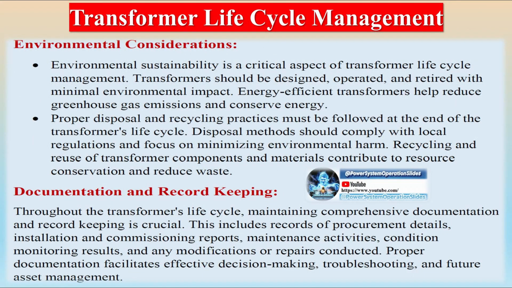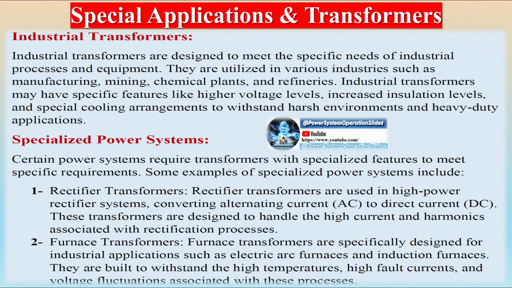The power rating of a distribution transformer determines its capacity to handle electrical load. The power rating is typically expressed in volt-amperes (VA) or kilovolt-amperes (kVA). It represents the maximum power that the transformer can deliver without exceeding its thermal limits.